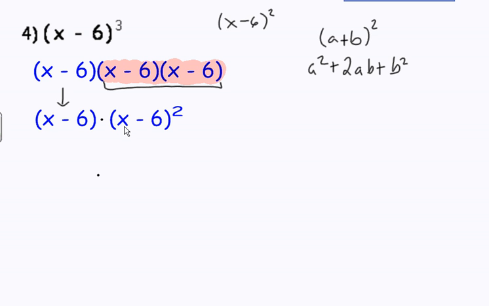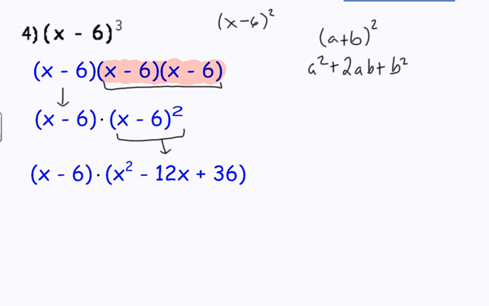So my first term is x, so I would need to square that. My second term is minus 6, square that. Then multiply the 2 together. x times negative 6 would be negative 6x, and double it. And when I do that, this expression here is this product, x squared minus 12x plus 36.